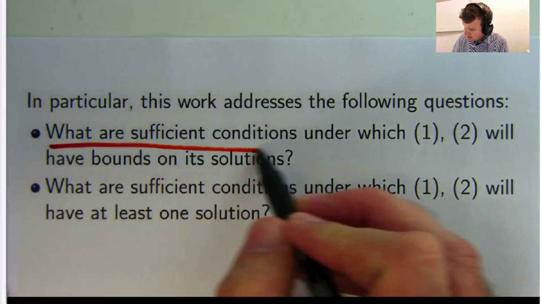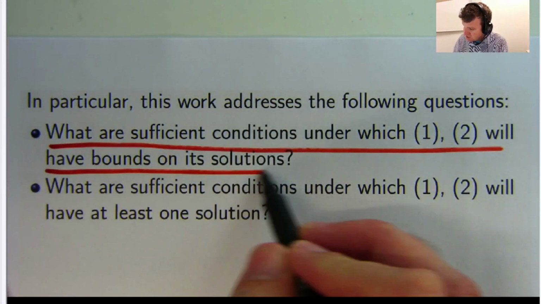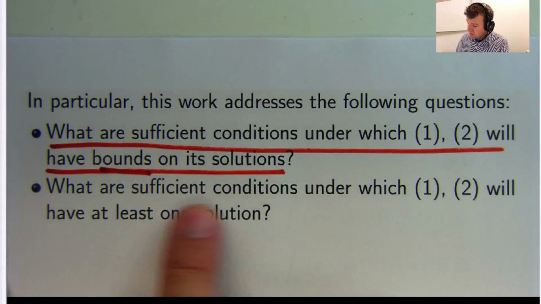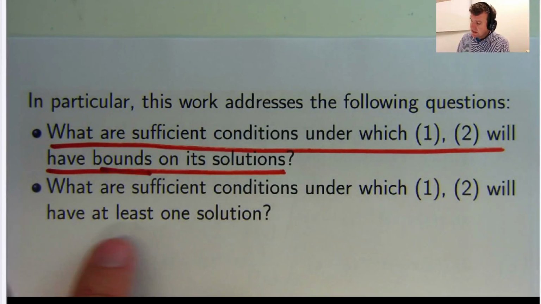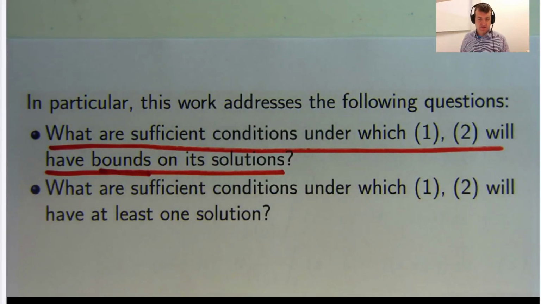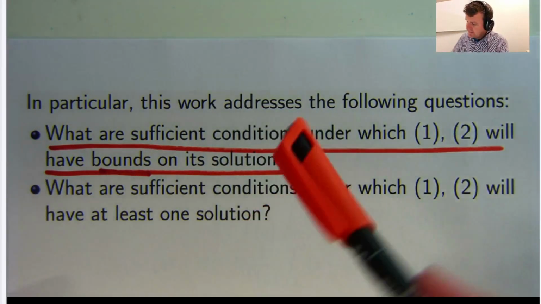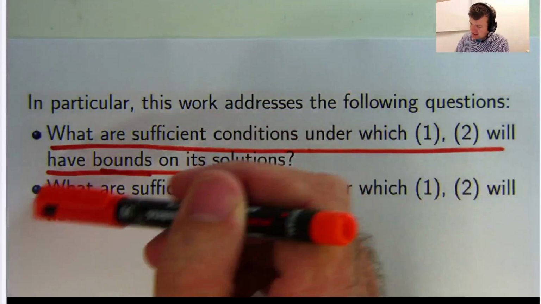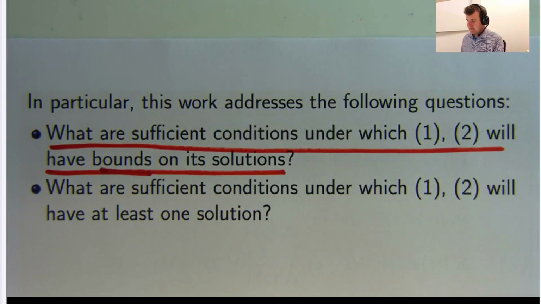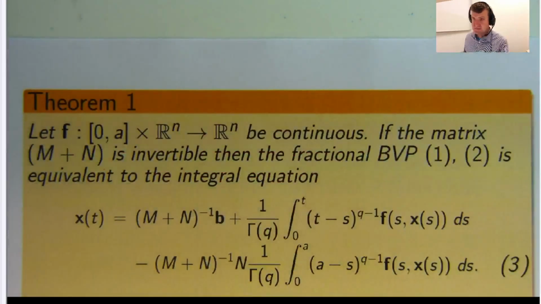Okay, so here are the research questions, if you like. What are sufficient conditions under which the original problem will have bounds on its solution? And a secondary question, which is developed in the paper, is what are sufficient conditions under which problem 2 will have at least one solution? So it's like an existence problem, which kind of comes along for the ride. The a priori bound results are the most important here, and that's what I'll be concentrating on.